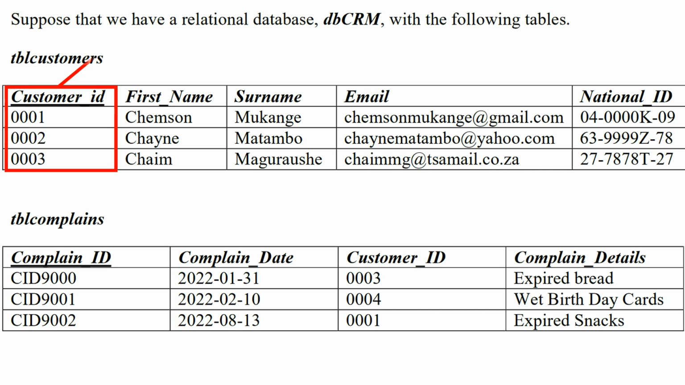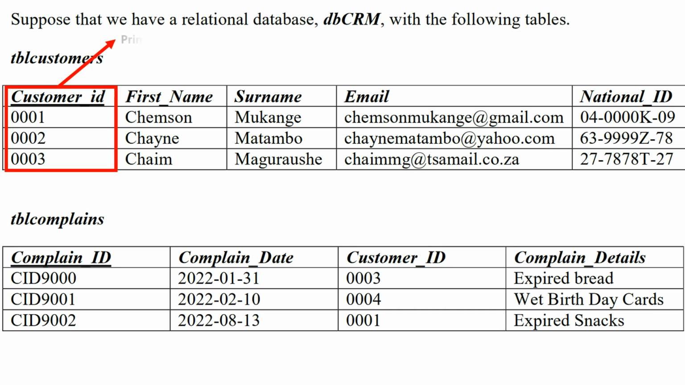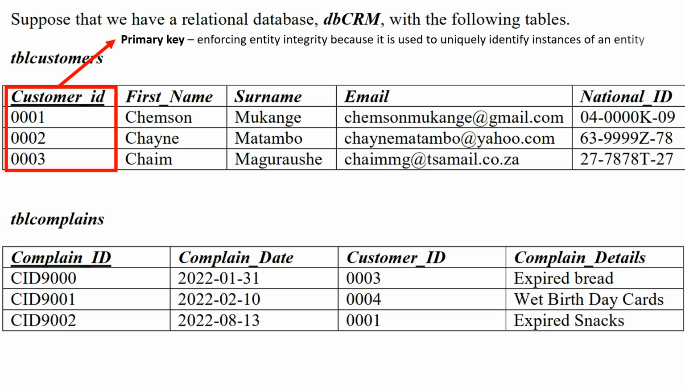So now this column is our primary key, enforcing entity integrity because it is used to uniquely identify instances of an entity. So our entity in this case is customer. So that's it for the first table here. So here what we have talked about, we've talked about entity integrity. Entity integrity is enforced by a primary key. A primary key uniquely identifies instances of an entity.